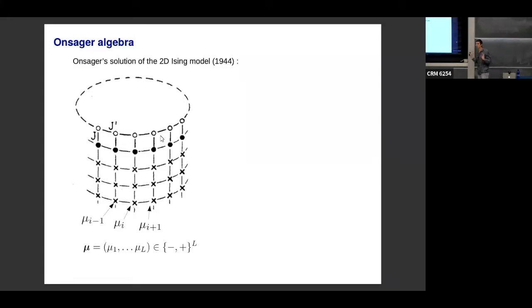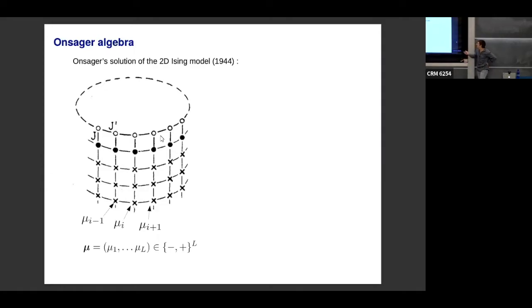This goes back to the original solution of the Ising model by Onsager in '44. I borrowed this figure here actually from Onsager's paper. The idea again is to put the Ising model on a cylinder. So here you have a lattice, you have spins lying on the vertices, so they take plus or minus values. And again, you want to consider the transfer matrix, which generates the weights of this model. The transfer matrix is an object which acts on vectors here, which encode the spin configuration in a given row.